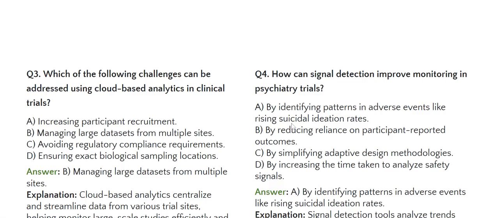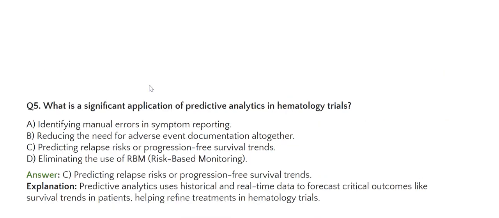So the most accurate answer would be A, by identifying patterns in adverse events like rising suicidal ideation rates. Signal detection tools analyze trends within trial data to flag early safety concerns, allowing for timely adjustments in trial protocols, especially in psychiatry trials. Question 5.